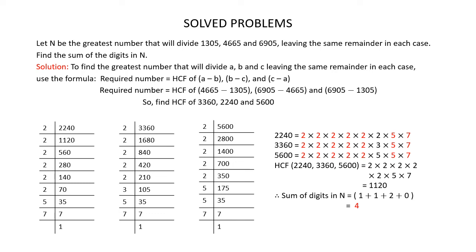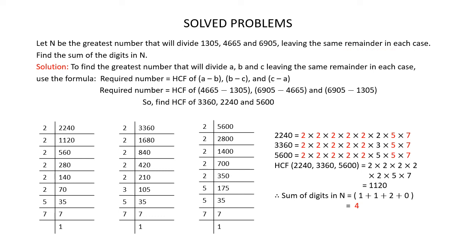When you look at all these factors, you'll see that the common factors are 2, 2, 2, 2, 2, 5 and 7. So the HCF of 2240, 3360 and 5600 is equal to 2 multiplied by 2, multiplied by 2, multiplied by 2, multiplied by 2, multiplied by 5, multiplied by 7, which is 1120. So 1120 is the greatest number that will divide 1305, 4665 and 6905, leaving the same remainder in each case.